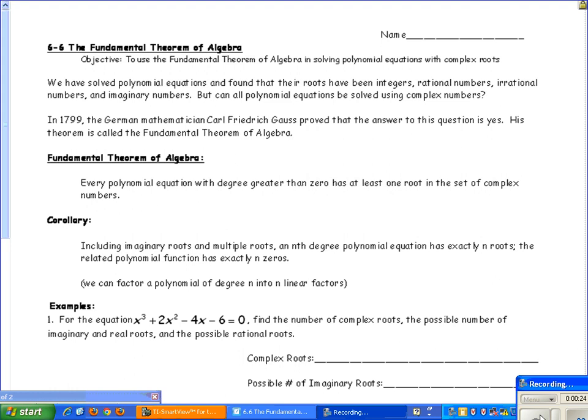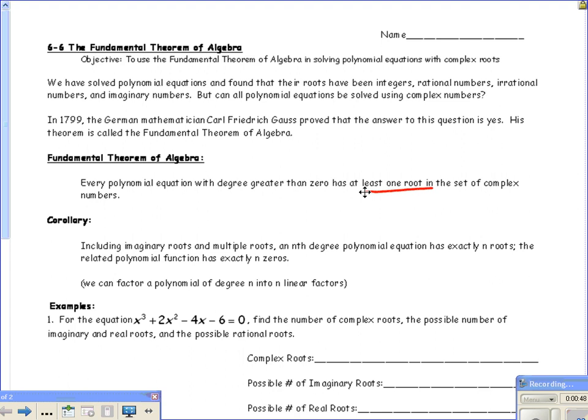In 1799, the German mathematician Carl Friedrich Gauss proved that the answer to this question is yes. His theorem is called the fundamental theorem of algebra, and of course it must be a big theorem if it's called the fundamental theorem of algebra, which is what we're learning. Every polynomial equation with a degree greater than 0 has at least one root in the set of complex numbers. And remember, every number can be written as a complex number in the form of a plus bi, where bi is the imaginary part and a is the real part.